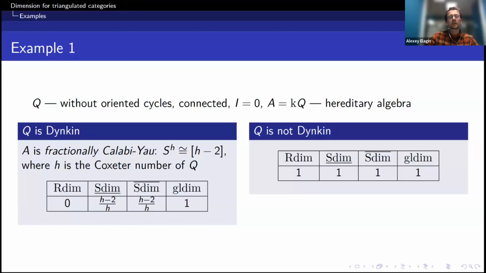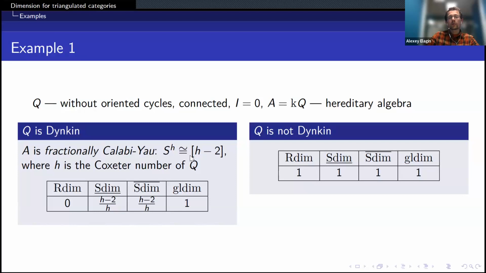So if Q is a Dynkin quiver, then the corresponding derived category is fractionally Calabi-Yau. It means that some power of Serre functor is some power of shift functor. To be more explicit, let h be the Coxeter number, then Serre functor to the power h is the shift by h minus 2. And from this, we can see that the dynamics of this functor is the same as the dynamics of the shift functor. So we have that both Serre dimensions are equal, and are equal to the ratio of h minus 2 and h.